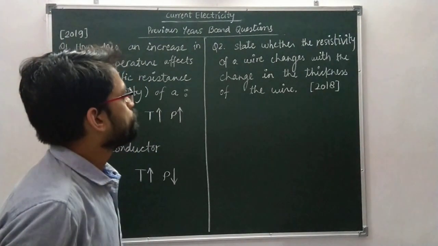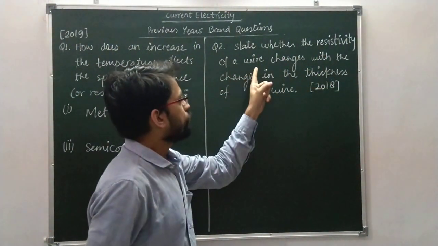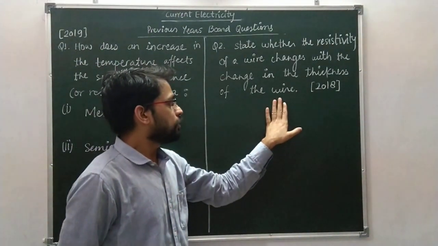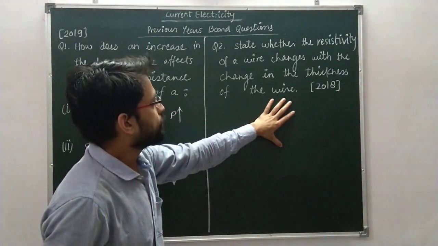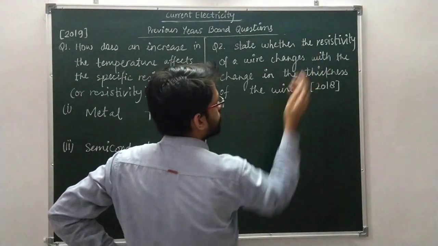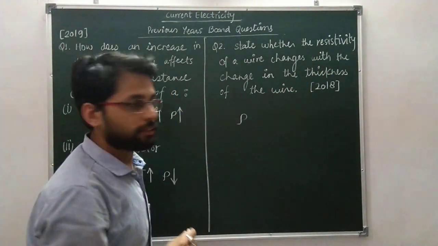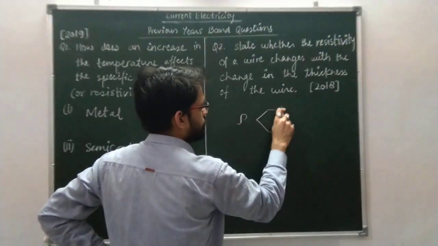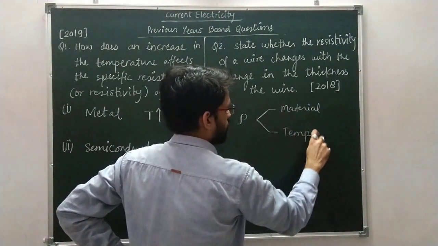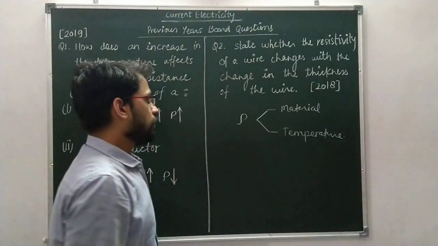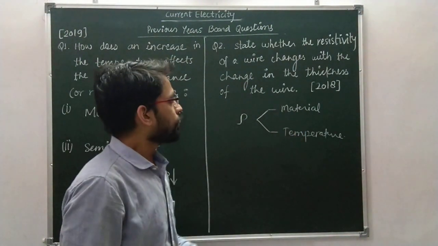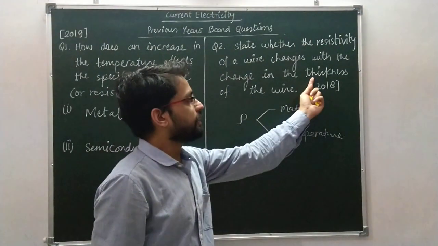Now come to question number 2. State whether the resistivity of a wire changes with the change in the thickness of the wire. In the previous class we have already discussed that the resistivity of a conductor depends on two factors, material and temperature. There is no connection between resistivity and thickness of the wire.